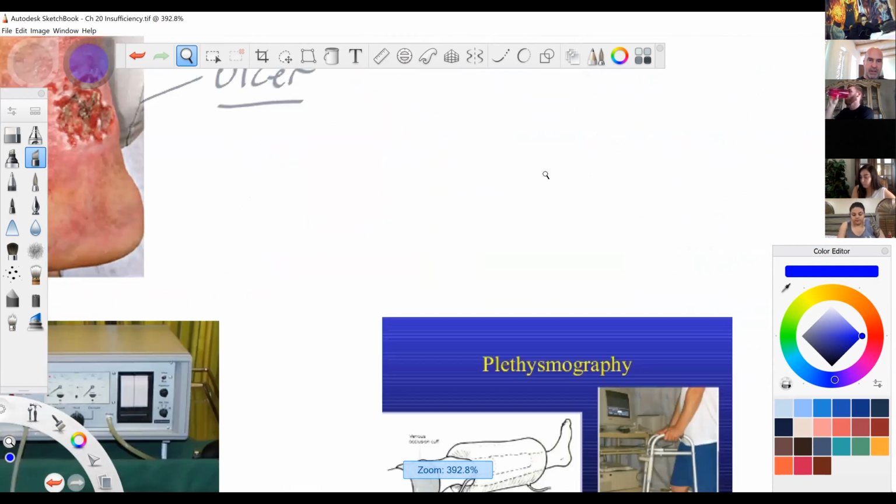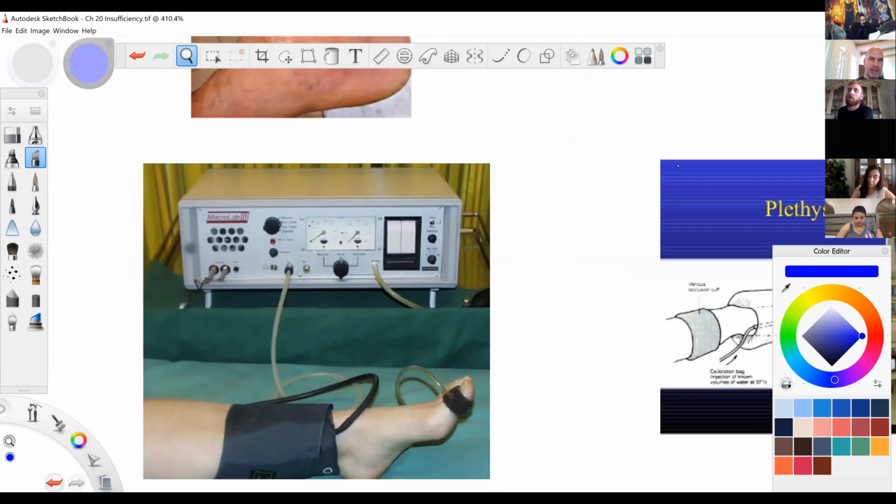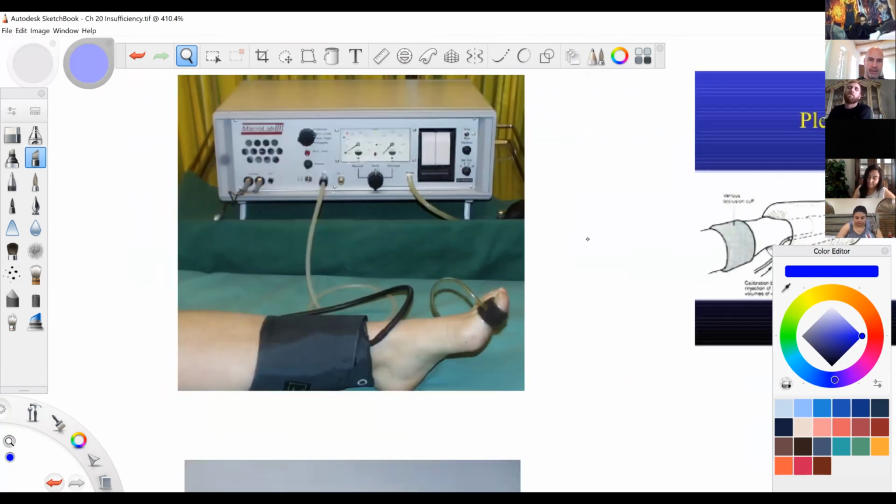So this first one here is plethysmography. Obviously this is just a cuff, right? You guys are familiar with that. It's the same type of cuff that's used on the arm. In fact, it might have been used on someone's arm just 5 minutes before this.